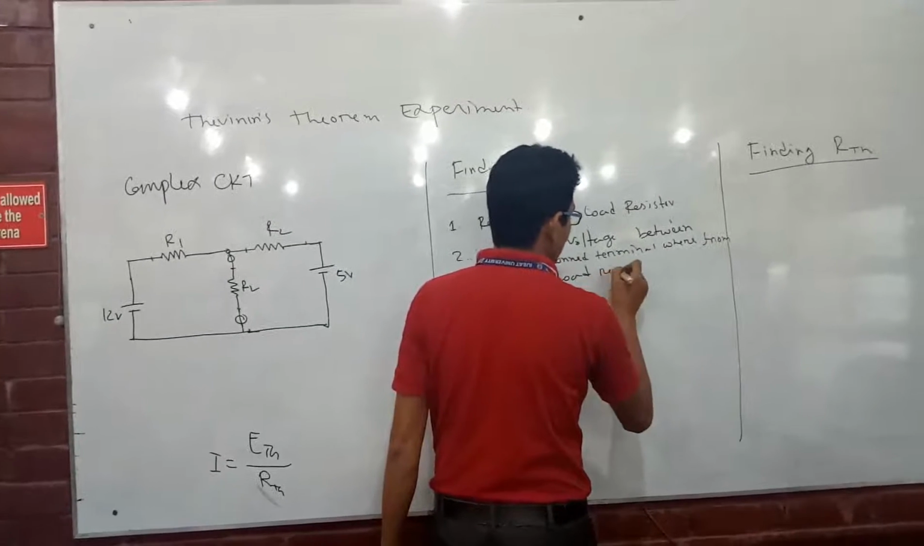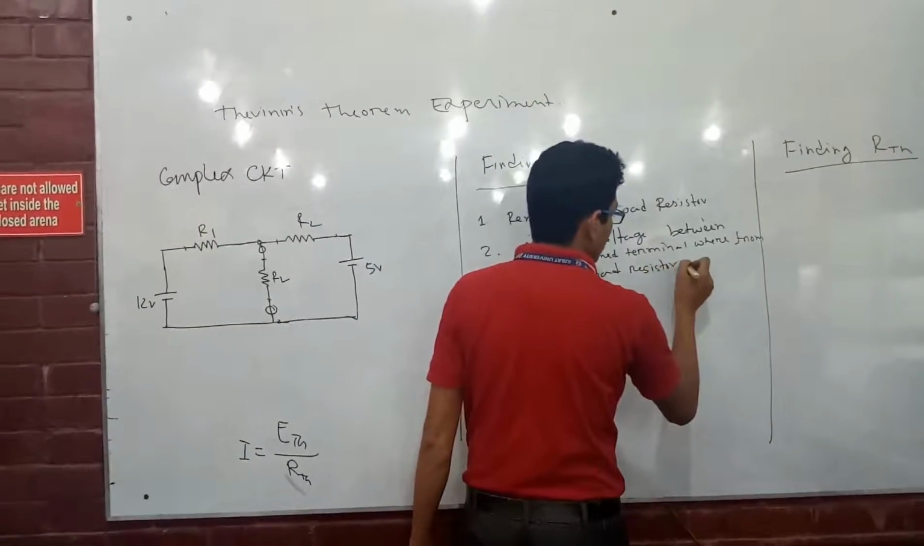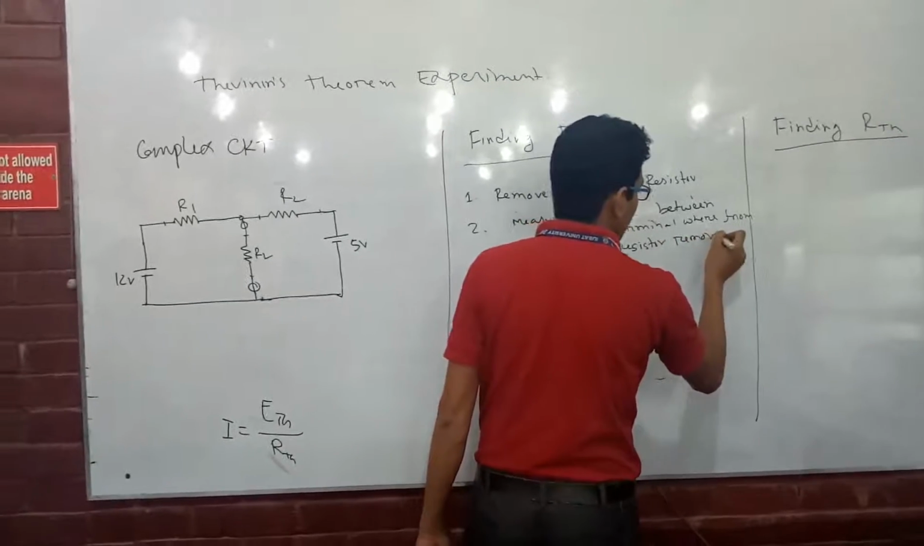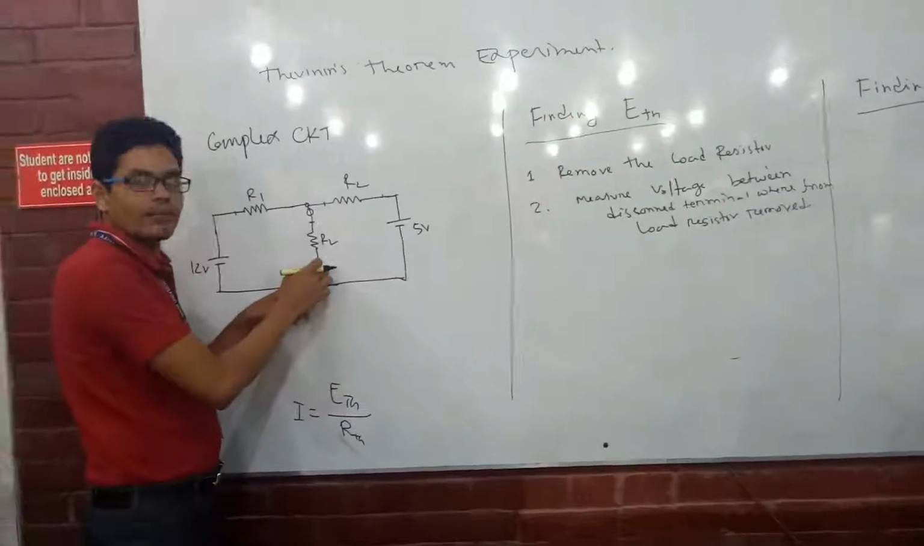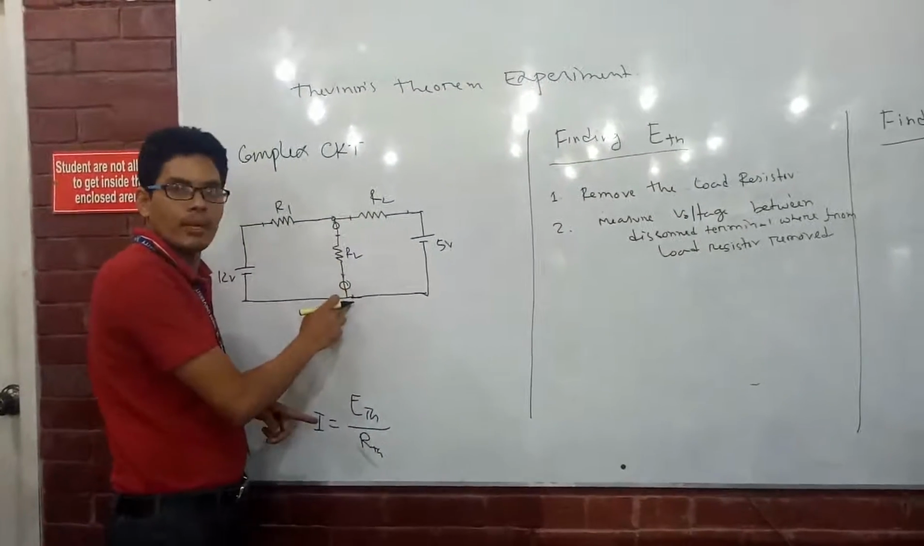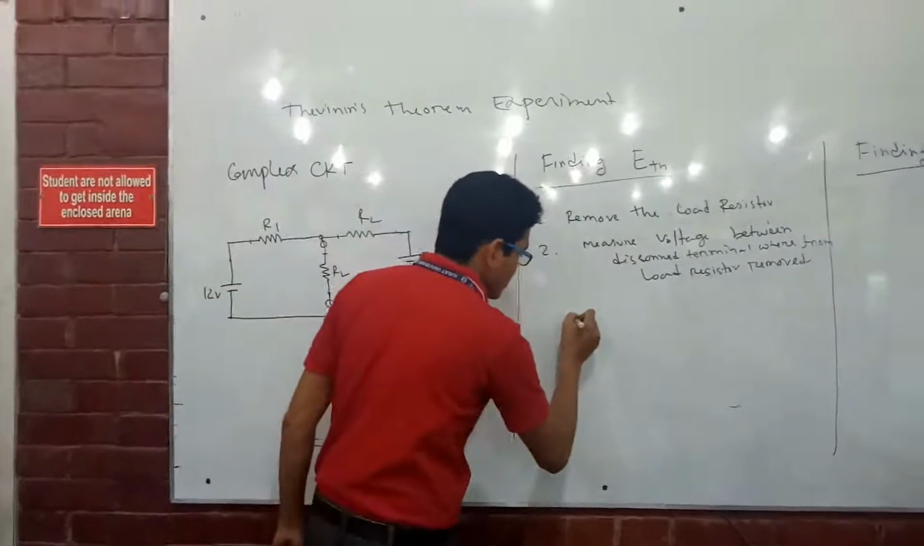The load resistor removed. You understand what I've said? That means we have removed the load resistor here, right? So these two will be disconnected terminals. Okay, let's draw the circuit.